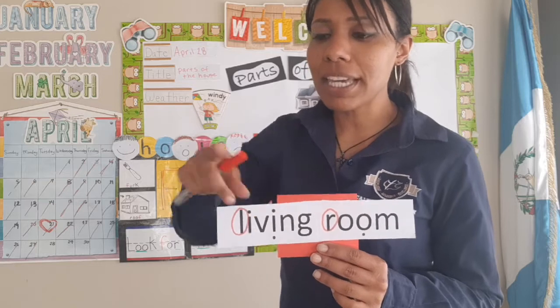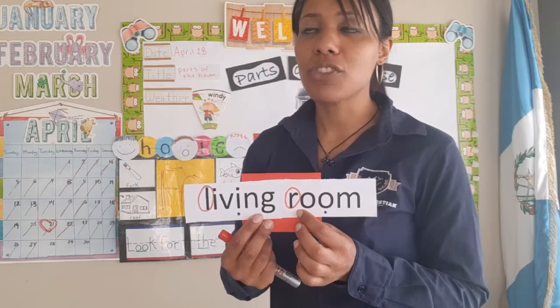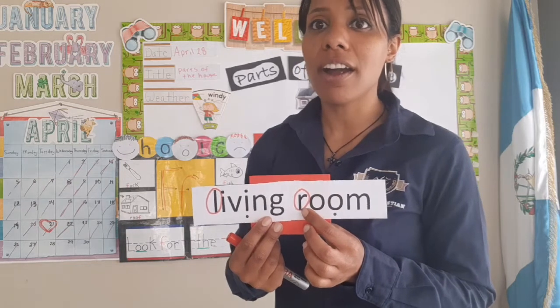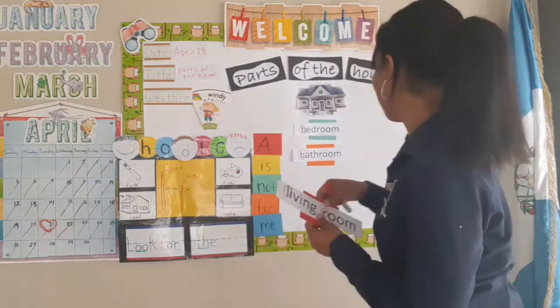So living begins with the letter L. Say it with me. L for living. Good job. And then we have the word room. And so room begins with R. Say it with me. R. So together we say living room. Good job.